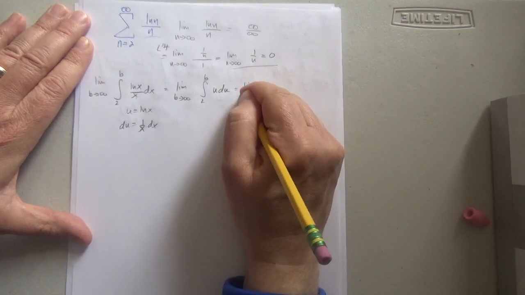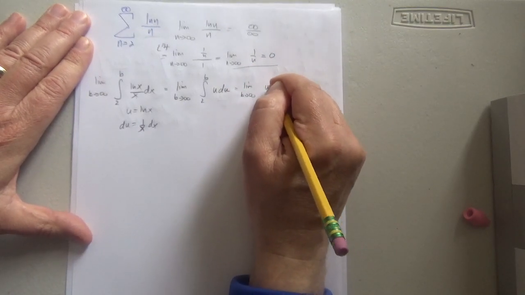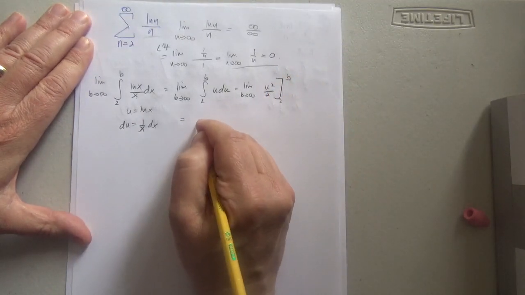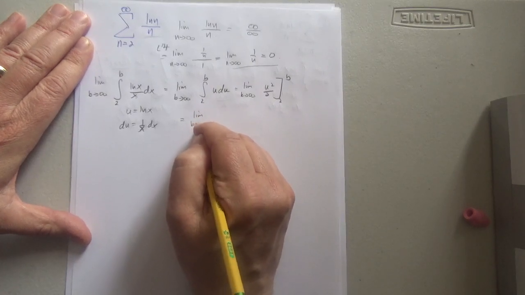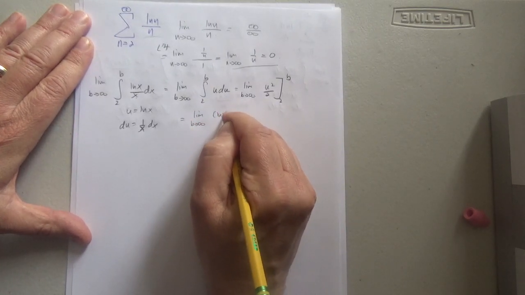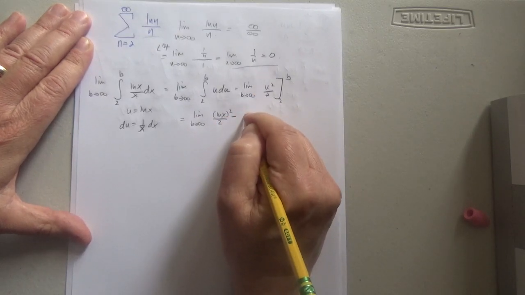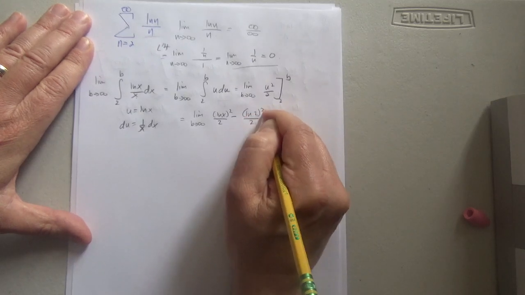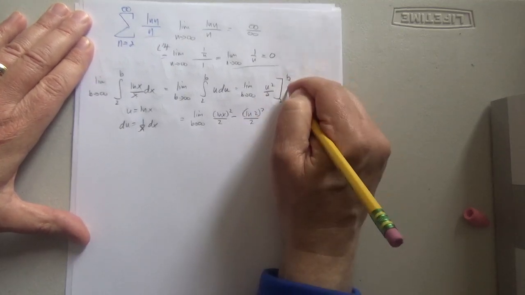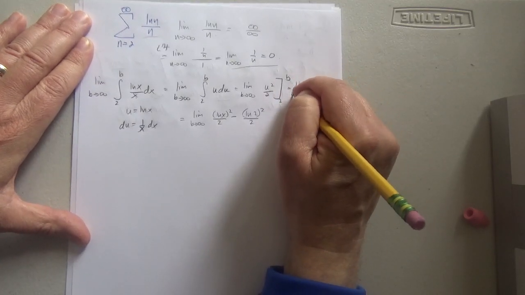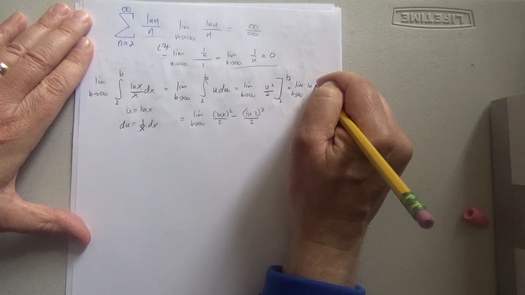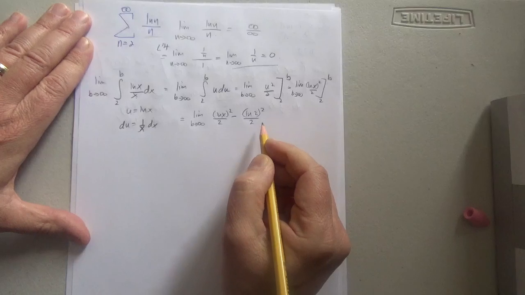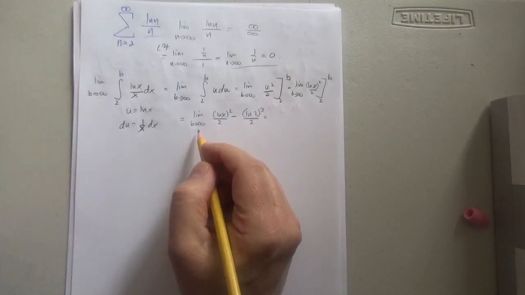This becomes the limit as b goes to infinity of u squared over 2 from 2 to b. And then this becomes the limit as b goes to infinity of the ln of x squared over 2 minus the ln of 2 quantity squared over 2, right? So I kind of skipped a step here. I should have rewritten this as the limit as b goes to infinity of the ln of x over 2 quantity squared from 2 to b. So sorry about that. Okay, so now here I am.